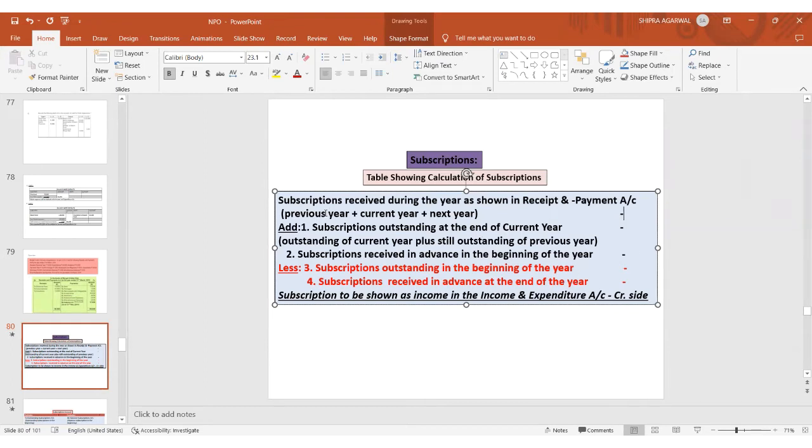So finally, you will be getting the amount that is to be shown in the income and expenditure account on the credit side.